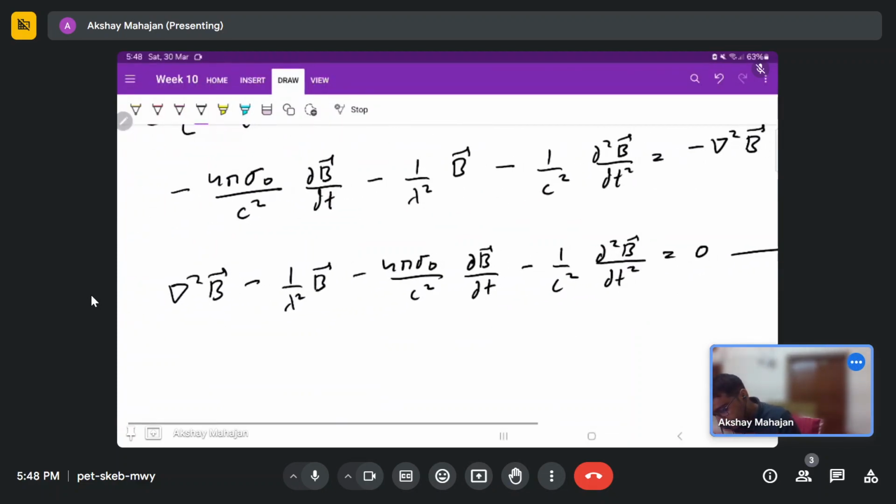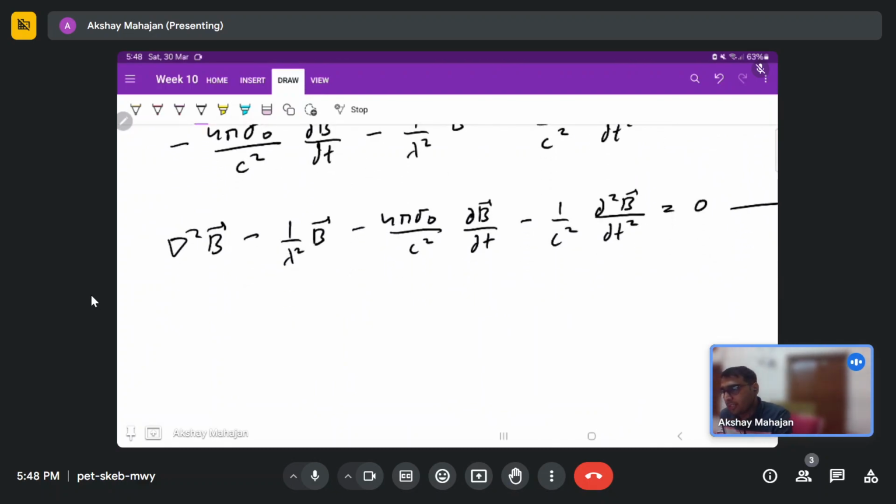Okay, so now for this we have to find the discriminant. We have to find the B vector which satisfies this equation. One of the assumptions that we can take is, let me just write it, B vector is equal to some constant.